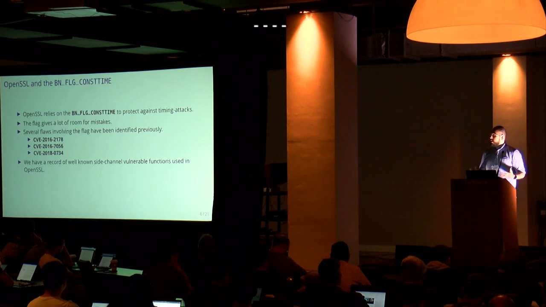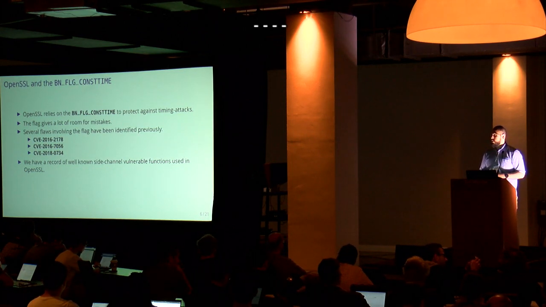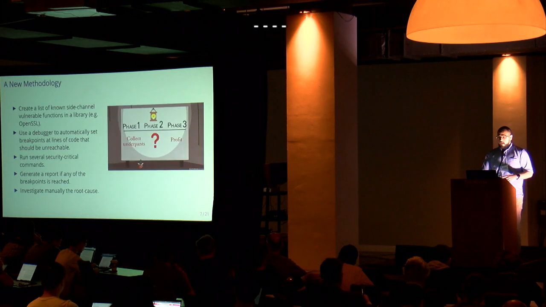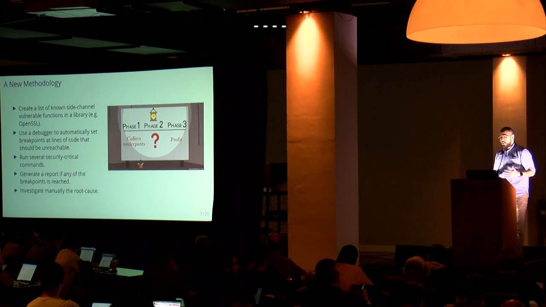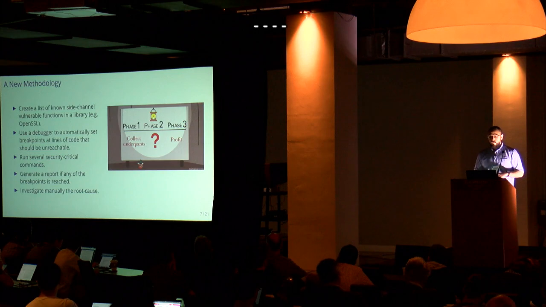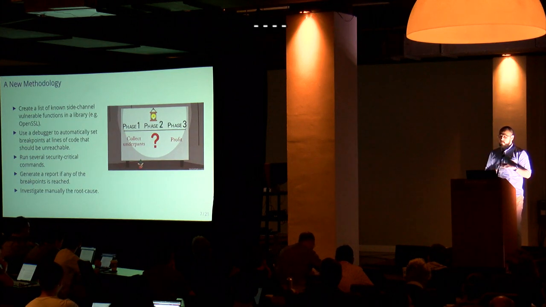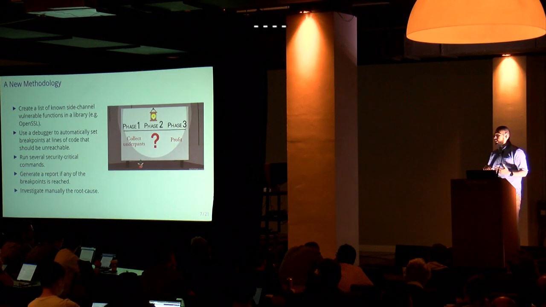And so we decided to take all this information from these CVEs and the research that has been done. And then we thought, okay, what can we do with this? We came up with a new methodology that allows us to check for flaws in OpenSSL. We take this list of known vulnerabilities, and we use a debugger. We program the debugger to automatically set breakpoints at lines of code that should be unreachable. This means after the early exits, we put breakpoints there, so we can see if they continue with the variable time execution or not.